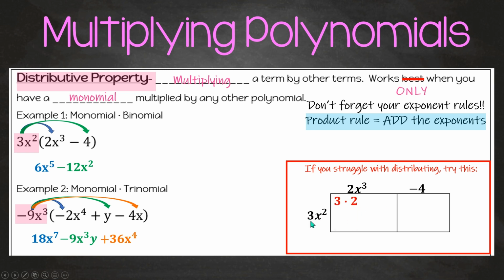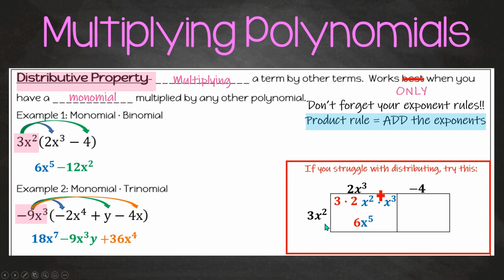Because some students do have a tendency to forget what we're doing when we're multiplying, I broke it down step by step. So we have 3x squared multiplied by 2x to the power of 3. So I have 3 times 2, and x squared times x to the power of 3. That's when we're adding the exponents together. So when I simplify this, I get 6x to the power of 5.